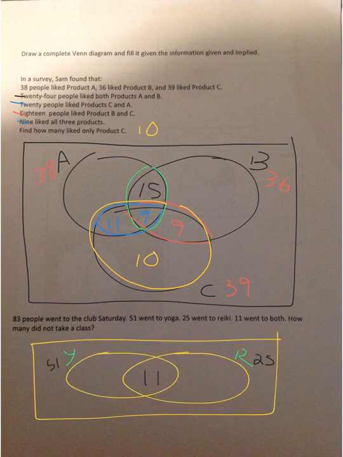Okay, for the last one, we have 83 people went to the club, 51 went to yoga, 25 went to Reiki, 11 went to both. I put the 11 in the center. So 51 minus 11 will give us 40 went to just yoga, and 25 minus 11 will give us 14 went to just Reiki. And then if you add up 14, 11, and 40, you get 65. And if you take that away from 83, that means that 18 people did not go to a class.